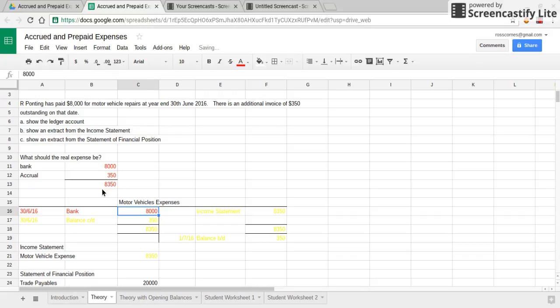We now get the slightly more difficult bit, but there's two ways of looking at it. The first way, and probably as easy a way as any other way of looking at it, is an accrual needs to get added on to the expense. So if it's going to get added on, it's got to go on the debit side along with the amount that's gone through the bank.